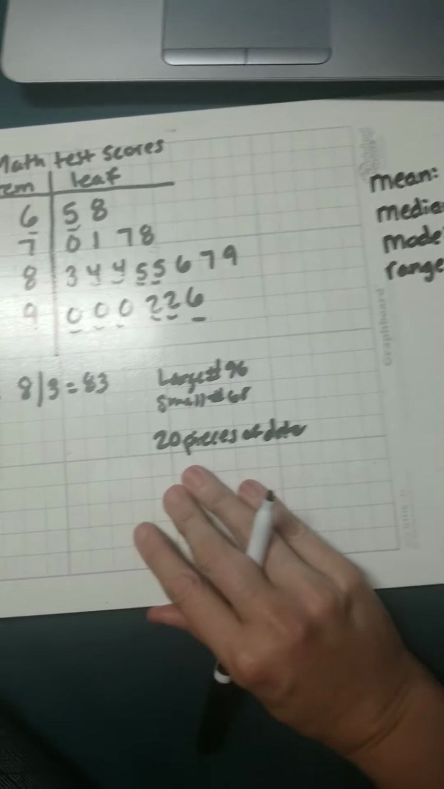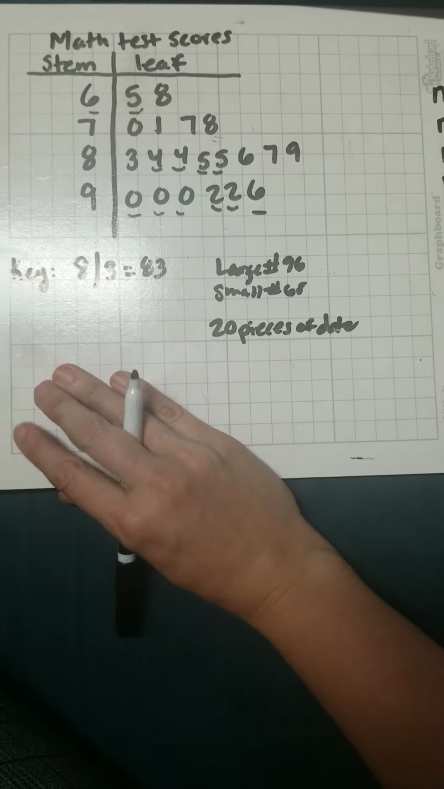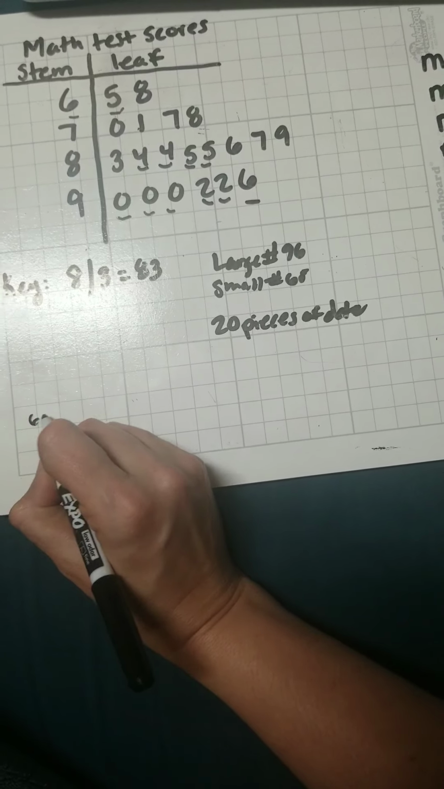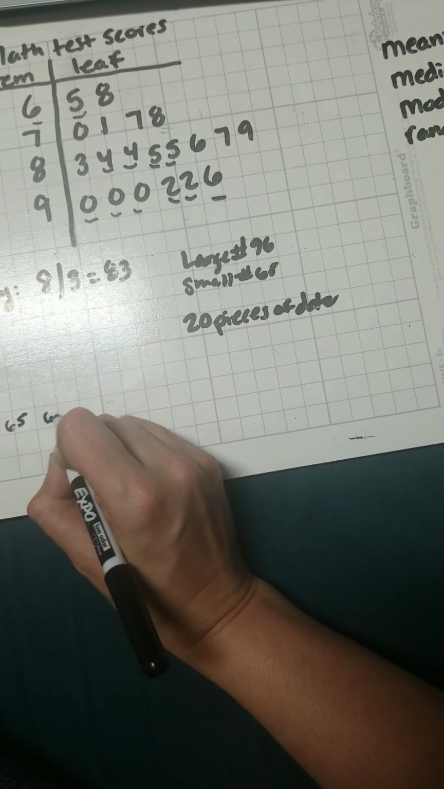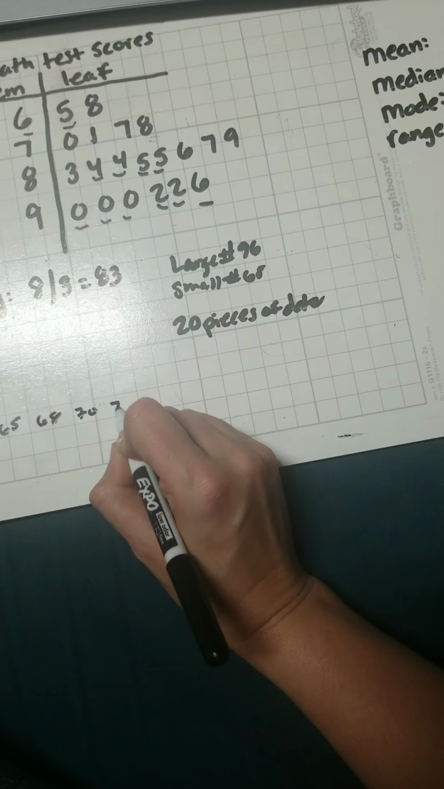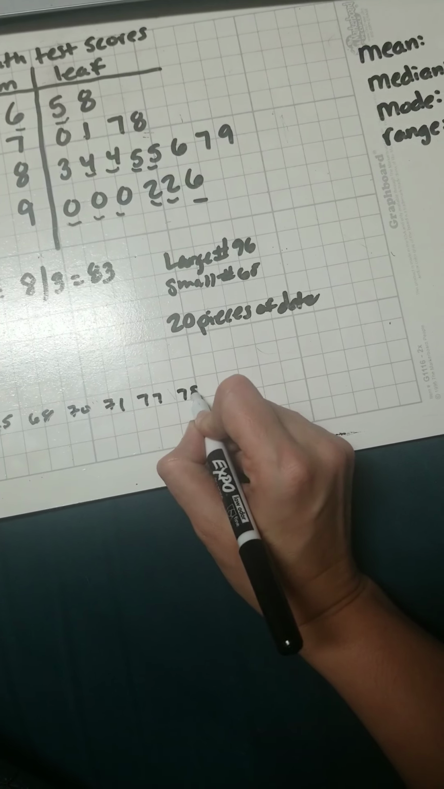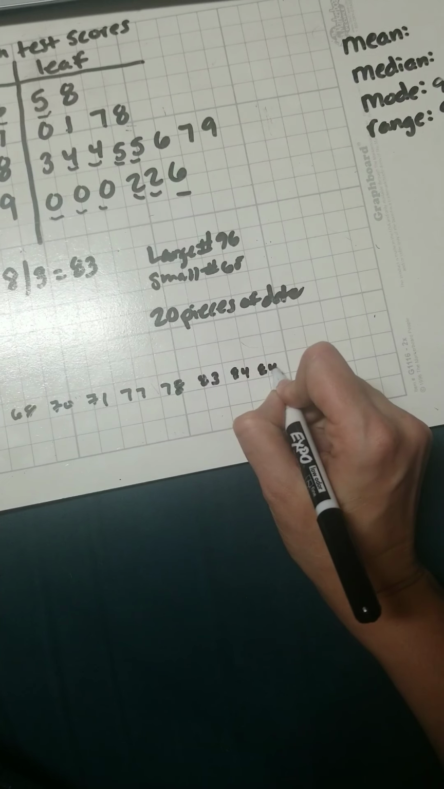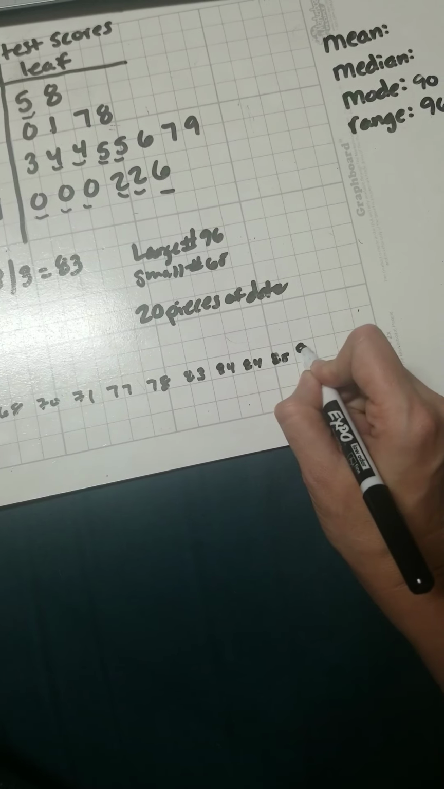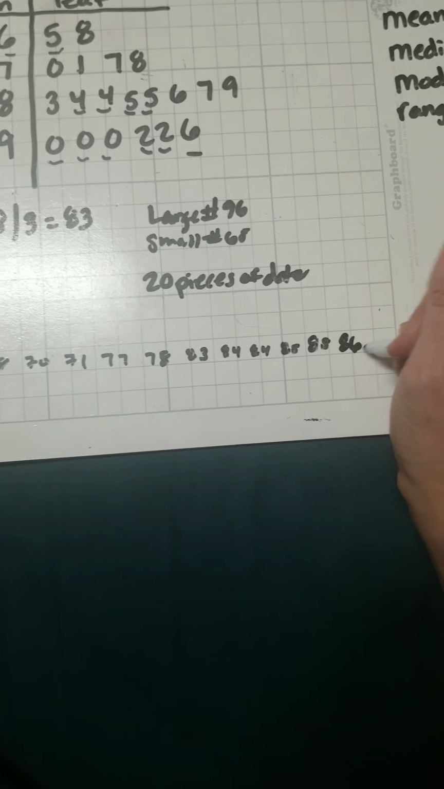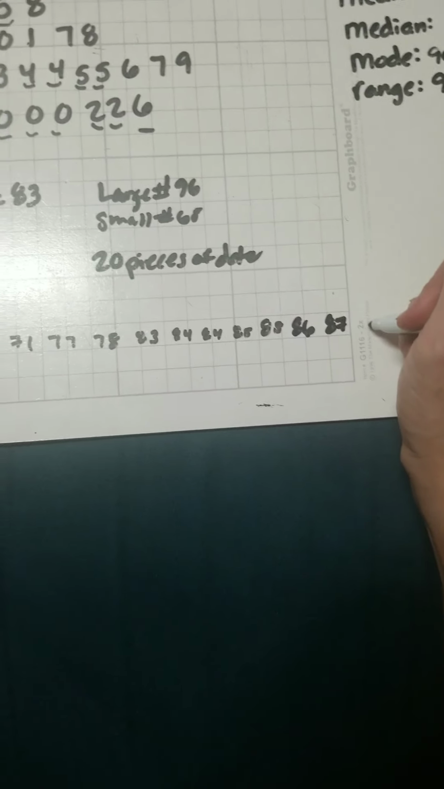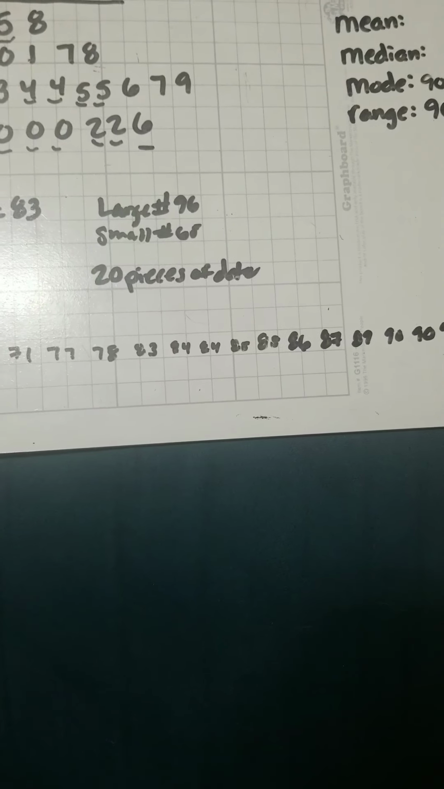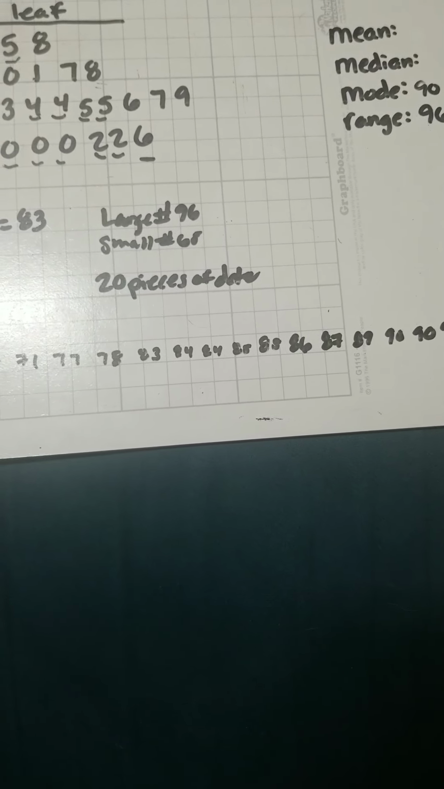And the median is the number in the middle. So for this particular situation, I'm going to go ahead and list all the numbers from least to greatest so that we can find the number that is in the middle. So we have 65, 68, 70, 71, 77, 78, 83, 84, 84, 85, 85, 86, 87, 89, 90, 90, 90, 92, 92, and 96.